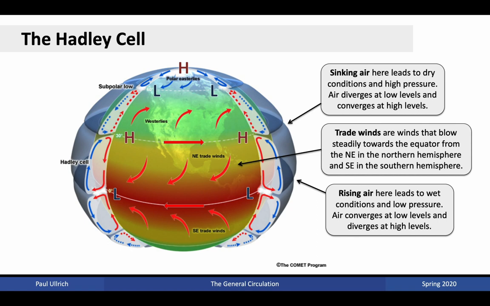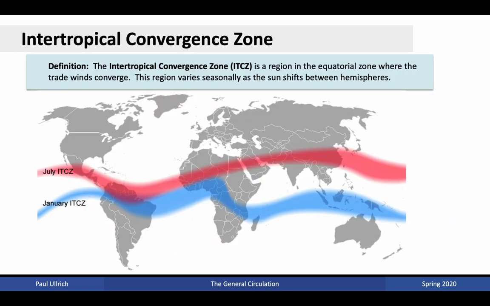The rising air along the equatorial branch of the Hadley circulation leads to wet conditions and low pressure in this region. Air converges at low levels and diverges at high levels. The point at which air convergence occurs is known as the intertropical convergence zone. The intertropical convergence zone is formally defined as a region in the equatorial zone where the trade winds converge.